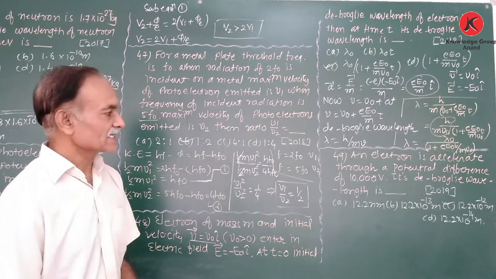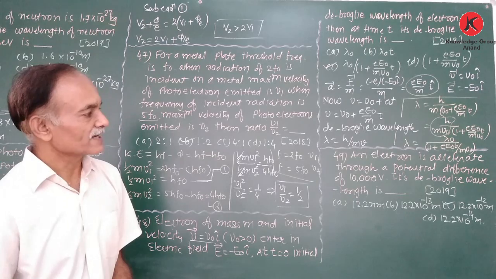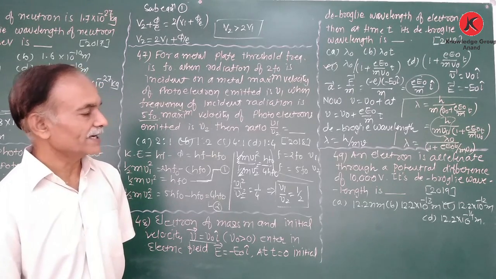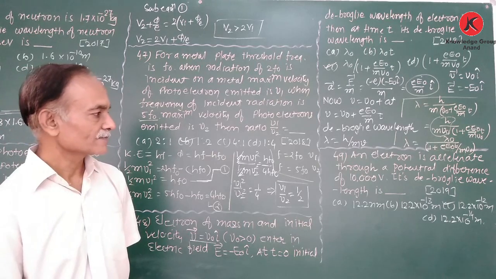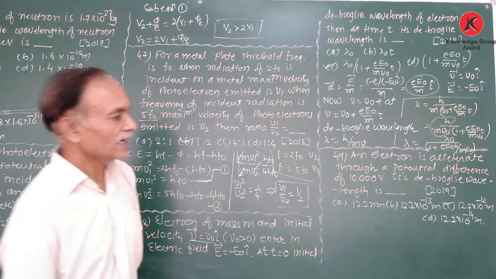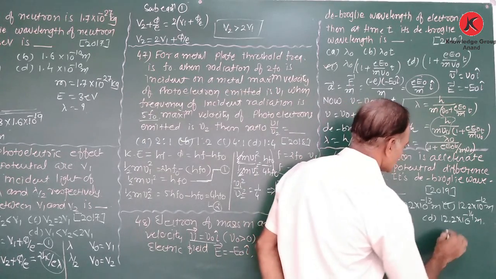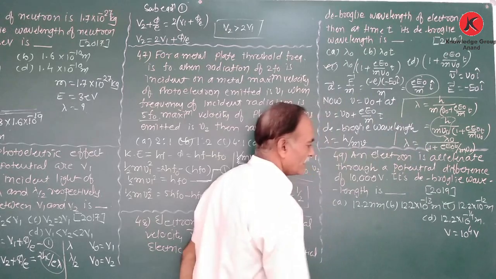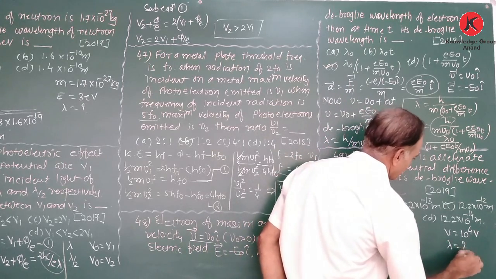Okay, after that, the next question asked in 2019. An electron is accelerated through a potential difference of 10,000 volt. Its de Broglie wavelength is? Here, the potential is given, V = 10^4 volt. We need the de Broglie wavelength.